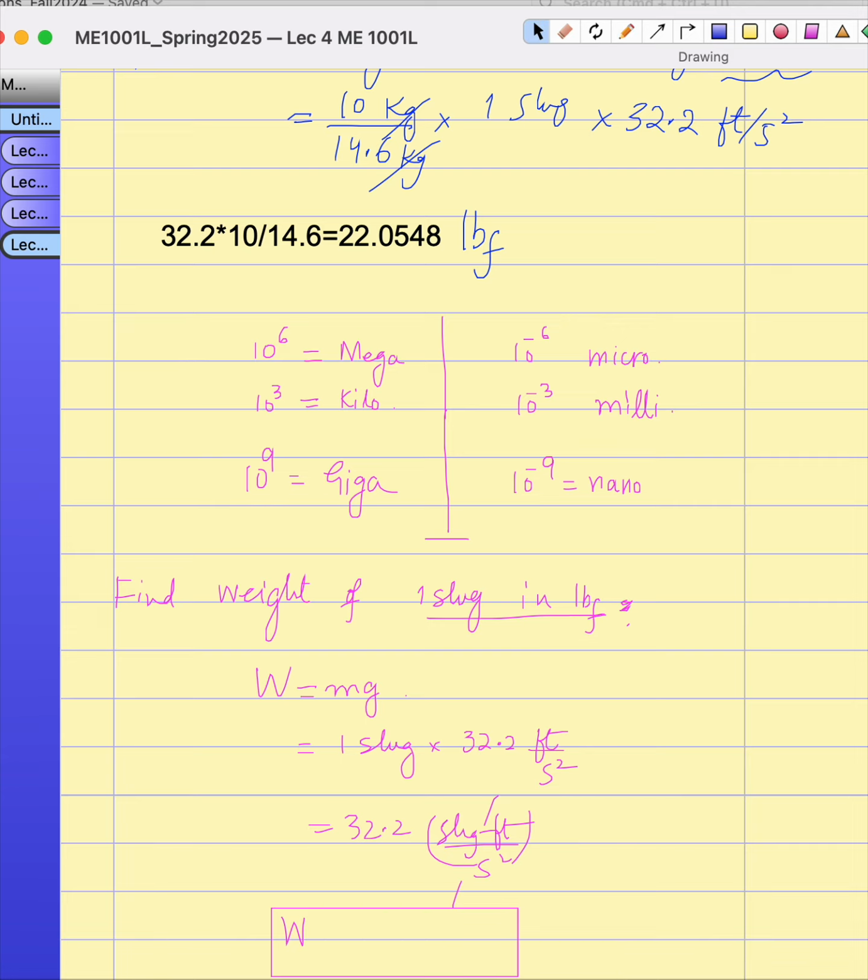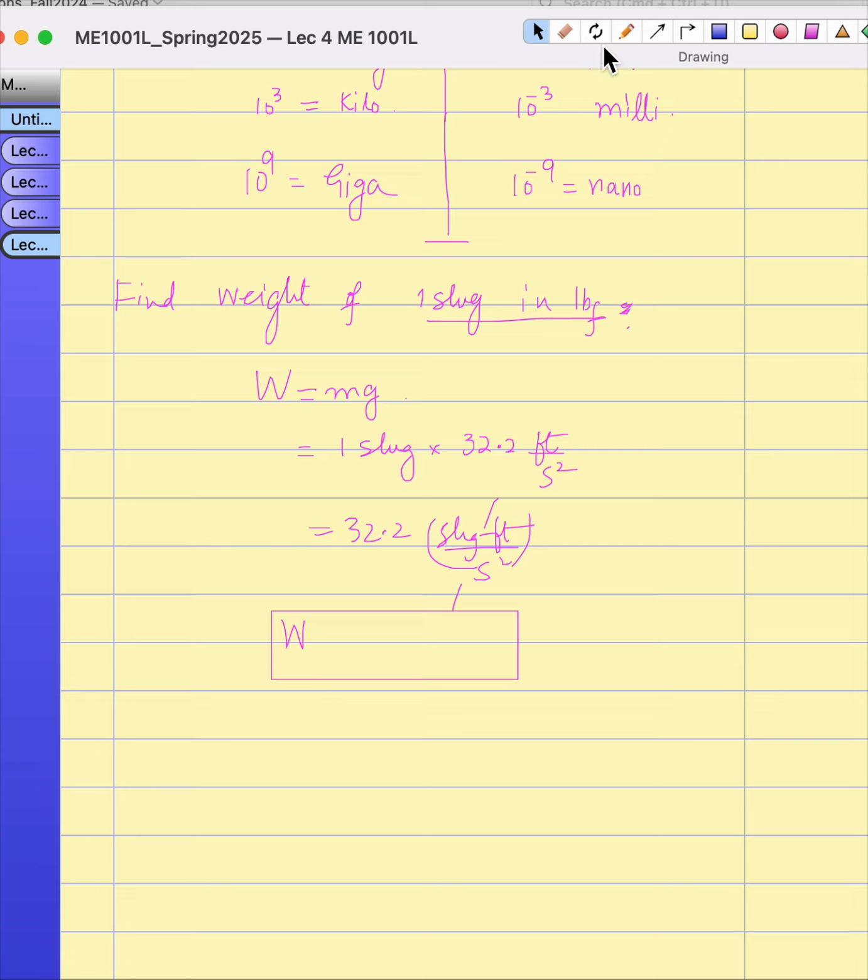You have to convert one slug into pound force. How would you do that? We have to go with this formula. This formula says that W is in pound force when you plug in mass equals one slug and gravity, all in the USCS or FPS system, which is 32.2. So this is equal to pound force, which is slug feet per second squared. So this is equal to 32.2 pound force.